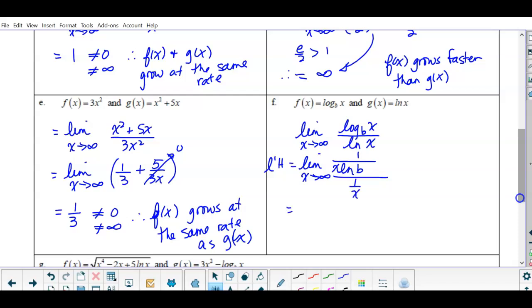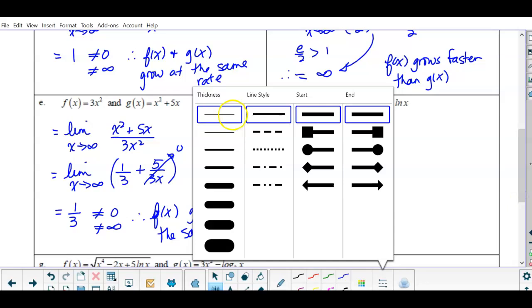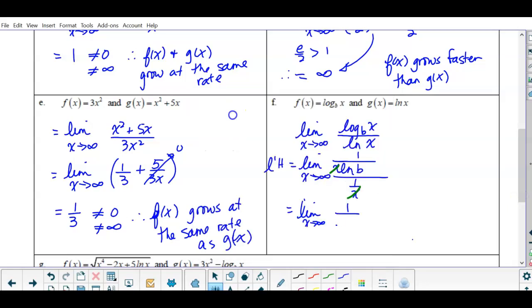So invert and multiply. These actually divide out, right? So that's going to be 1 over ln b, which is a value. It's a constant, right? So this is constant. That's not an x there. So this is not equal to 0, not equal to infinity. So therefore they grow at the same rate.